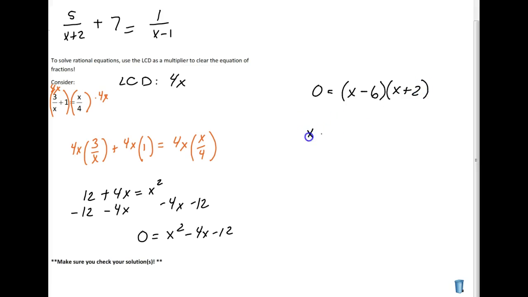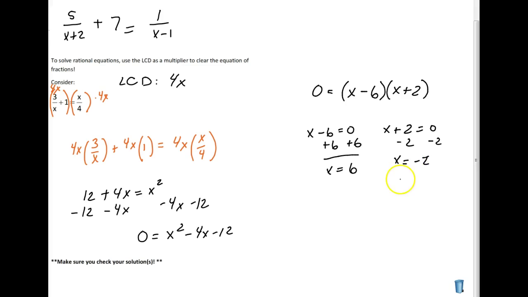And then we solve it. X minus 6 equals 0, and x plus 2 equals 0. So we come up with two solutions actually. One of them is x equals 6, and one of them is x equals negative 2.